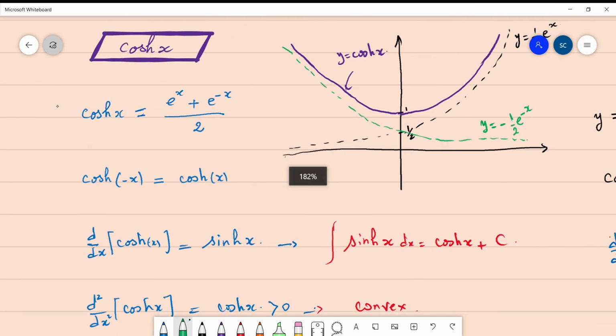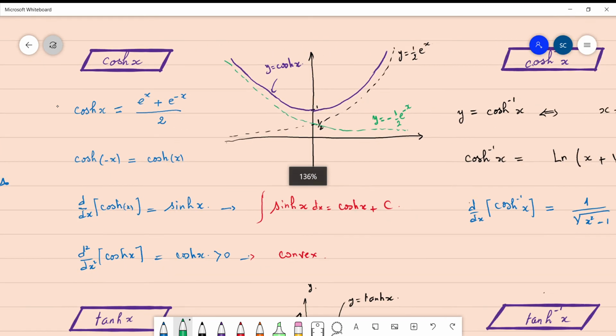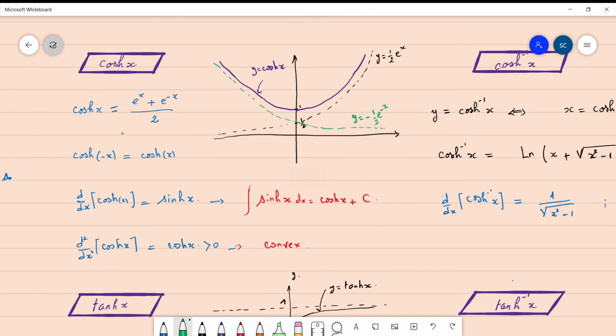Its derivative, if you derive, you get sine hyperbolic. So the antiderivative of sine hyperbolic is cosine hyperbolic. To study the convexity, we see our function is always convex. So also we have this comparison with these two functions, and we get the global shape of the cosine hyperbolic function.